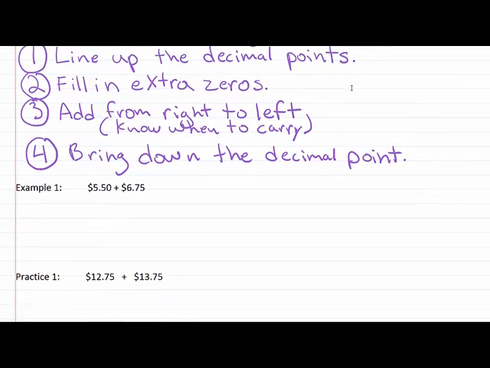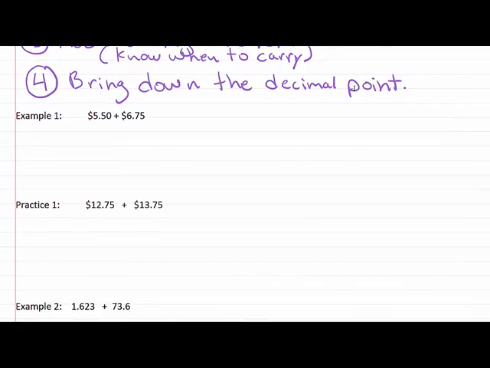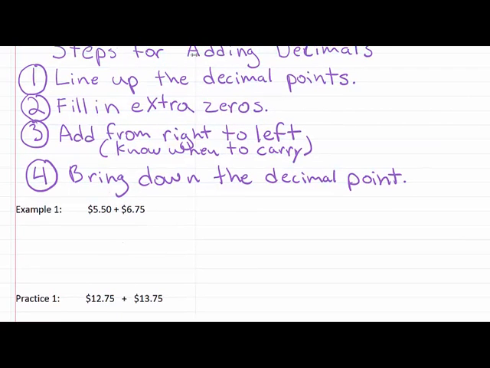Okay, so now we're going to do another example. So for this example, we're going to be adding $5.50 to $6.75. So our step number 1, remember, is we need to line up the decimal points. So I'm going to go ahead and just write these numbers right on top of each other. So I've got 5.50, and I'll put another decimal point right underneath it.